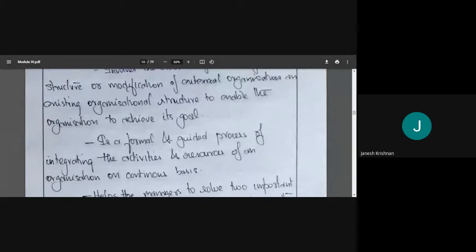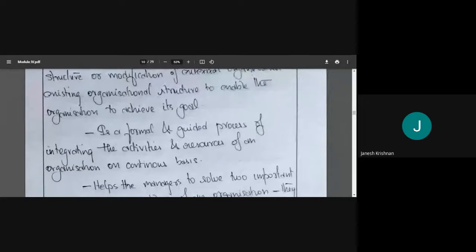Okay? Suppose you are having a party in your home, and by chance you see one of your friends. You say, come on, man, we are having a party, come join us. It's not like that. That's informal. You're calling your friend to your party. Or you're going for a party, you meet your friend on the road, and you say, come on, man, come join us. It's not like that. Everything should be formal. It should be a guided process of integrating activities and resources of the organization on a continuous basis.